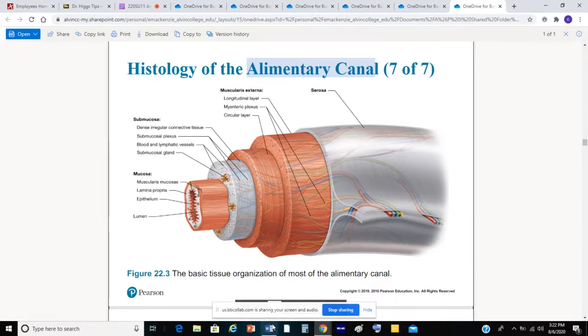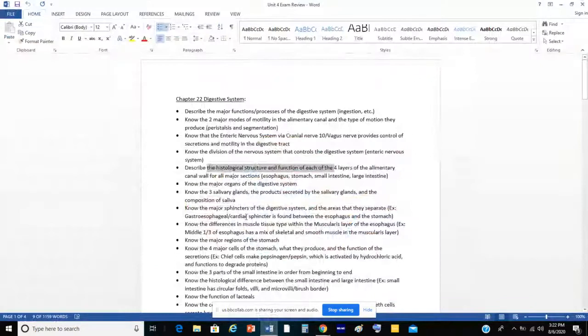So this is just a little brief review of the histology of the digestive system. It's 4 major layers and what tissues are in each layer. Then I mentioned some key features.